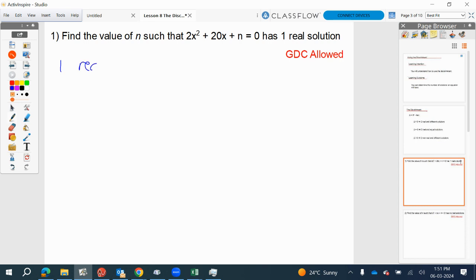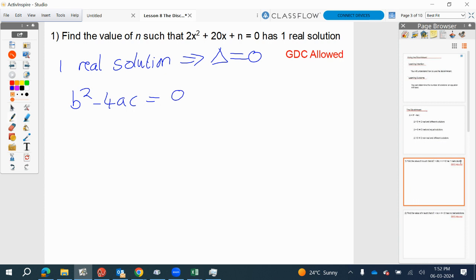So one real solution implies that the discriminant equals 0. This will get you 1 mark. So a phrase like this, where you take the question and show what it is that you're looking for, even if you're not successful, this will get you a point, a method point. So one real solution implies the discriminant is 0. That means that b squared minus 4ac equals 0.